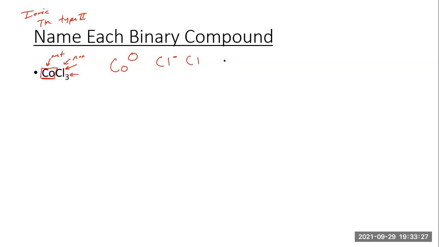So again, -1, -2, -3 total, which means our cobalt here must be +3 to balance it out. And again, because this is a type 2, we would go cobalt Roman numeral 3 for the actual positive charge. And again, even though we have 3 of the chlorides, it is just chloride at the end. Any question on that name?